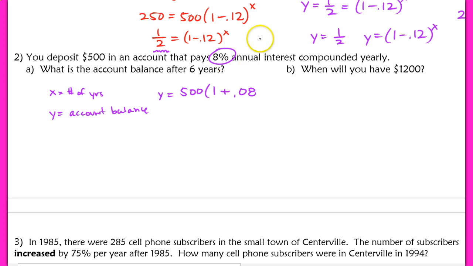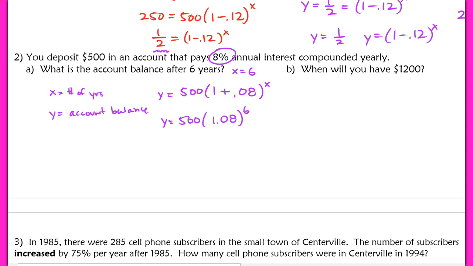Make sure you're moving that decimal spot 2 to the left to get 0.08. Okay, and then we'll raise that to the x power. So this is the general form for this model, and we want to answer the first question that says, what's the account balance after 6 years? So x is equal to 6. Now we have y equals 500 times 1.08 raised to the 6th power.